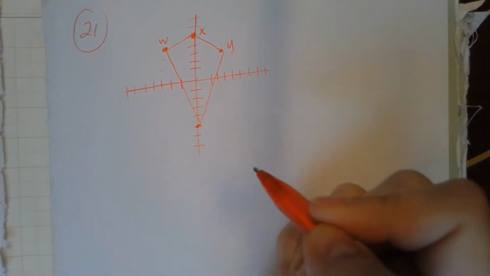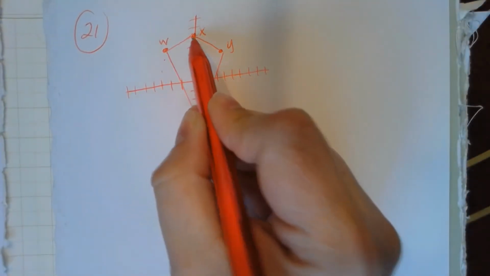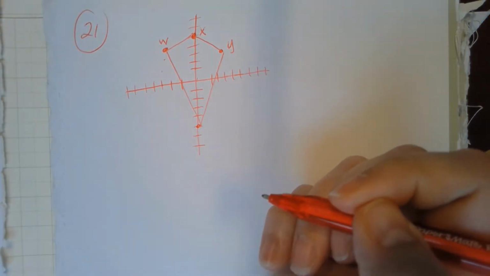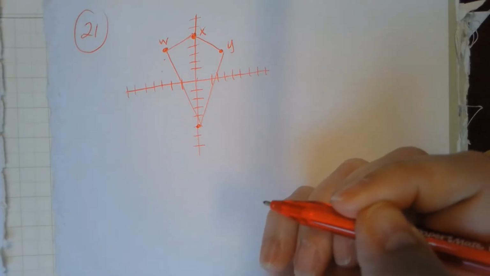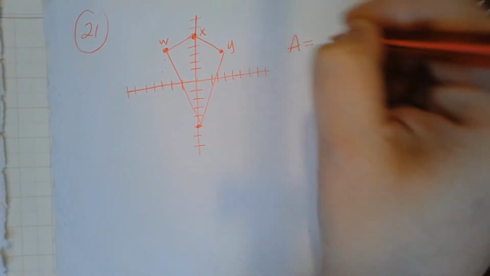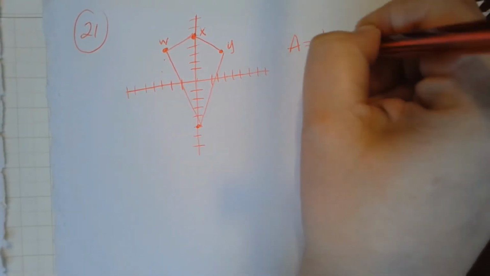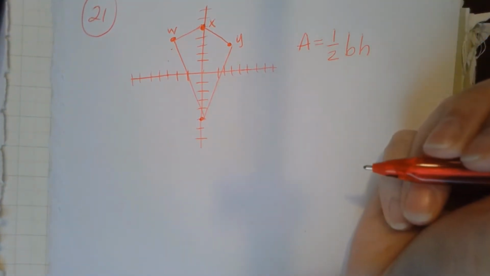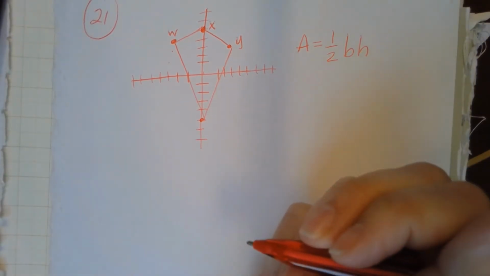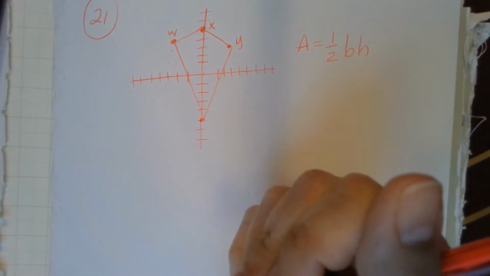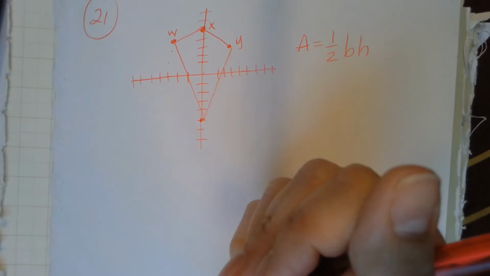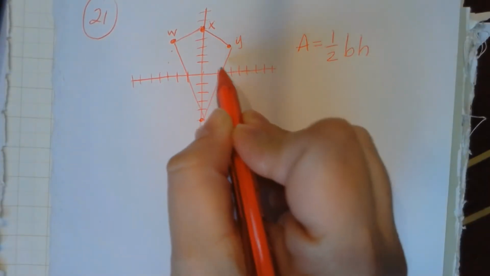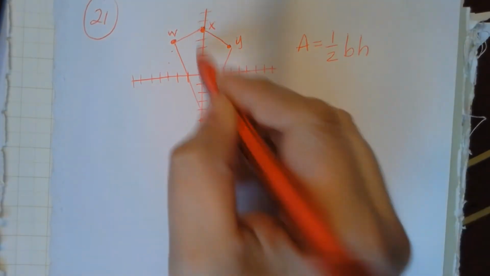Okay, so what I did is I went through and I drew in each coordinate. At this point, what they want to know is the area. So we're going to use the formula area equals 1/2 base times height. And what you would do here, and I was fortunate enough to have a really tidy copy of this, but you would get the base and the height from here.